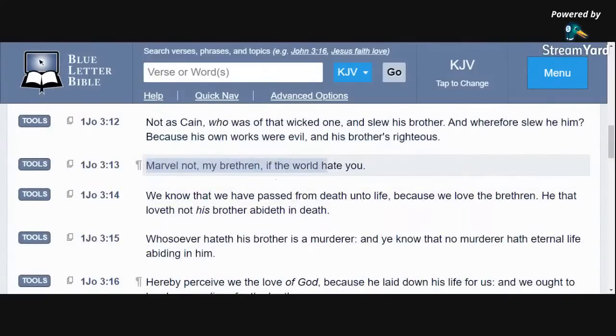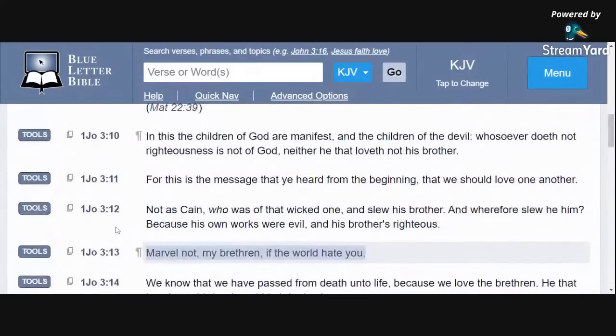Marvel not, my brethren, if the world hates you. It said we're going to be hated by the world. And the world can't receive the Spirit of truth. So how then, if we have the Spirit of truth, are the world going to receive us? They can't receive the Spirit of truth. They hate us. How then are they going to be able to understand something that's too high for them? They can't do it. And the main thing with Israelites is they want to get the wicked in there.